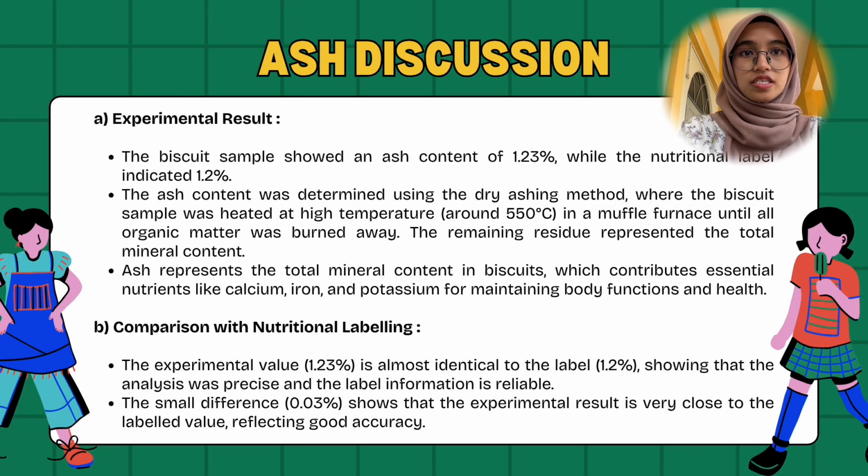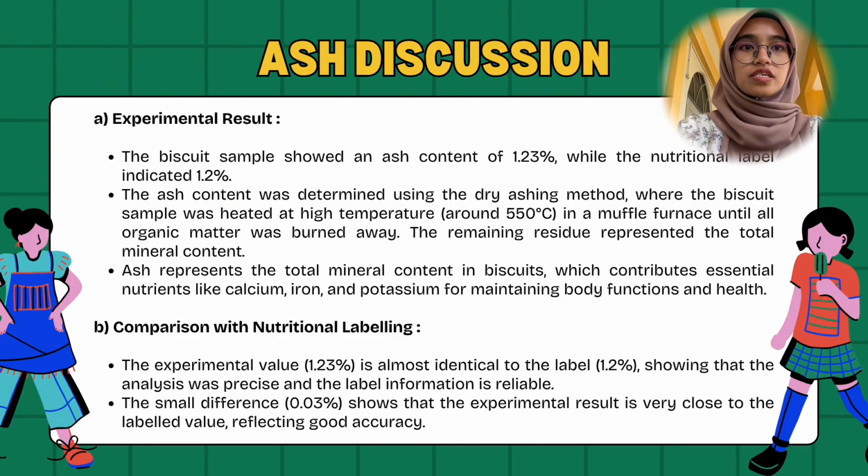For ash discussion, the biscuit sample showed an ash content of 1.23%, while the nutritional label indicates 1.2%. The ash content was determined using the dry ashing method, where the biscuit sample was heated in a muffle furnace at around 550 degrees until all organic matter was burned away. The remaining residue represented the total mineral content.